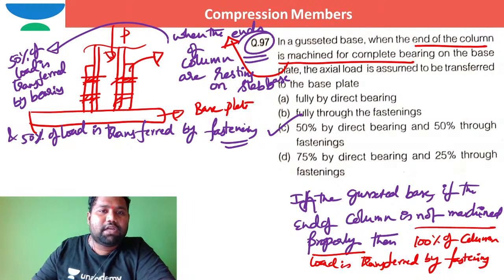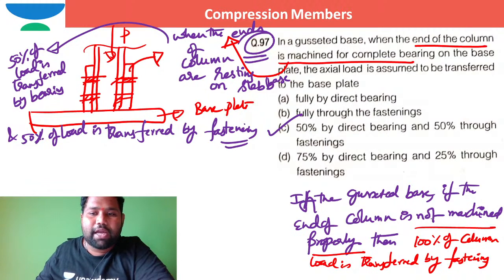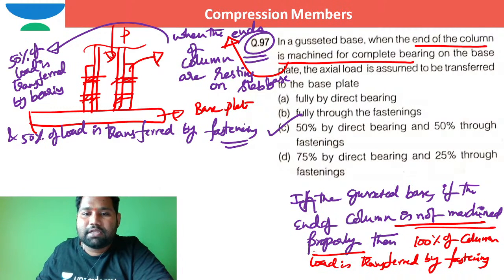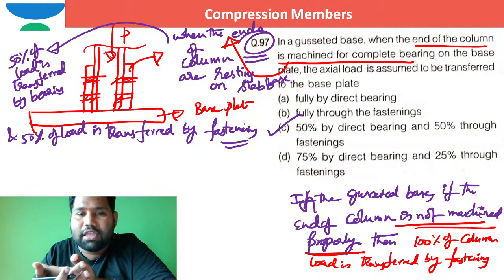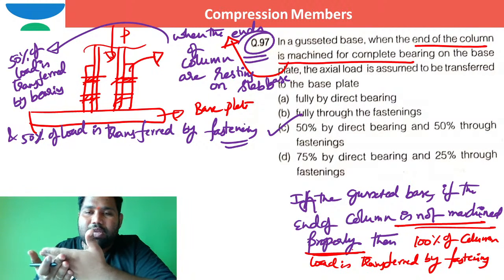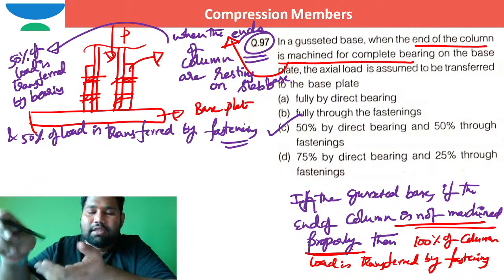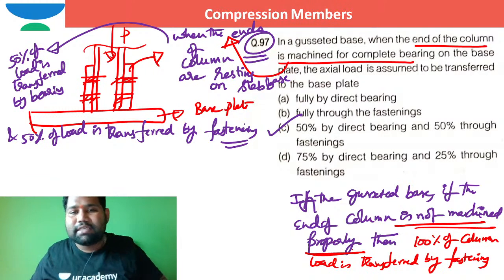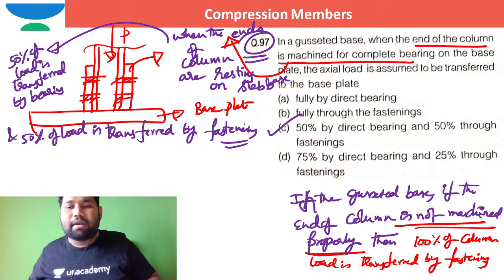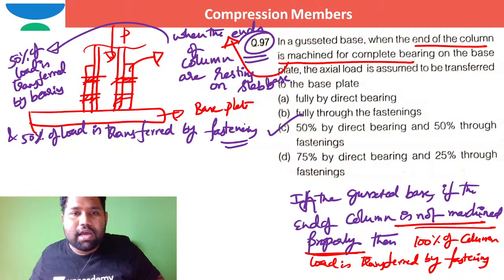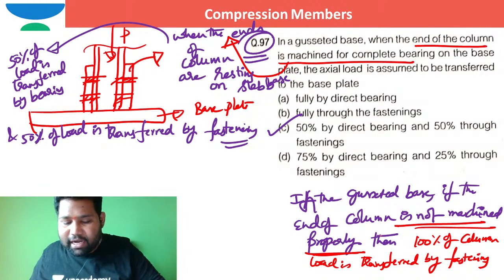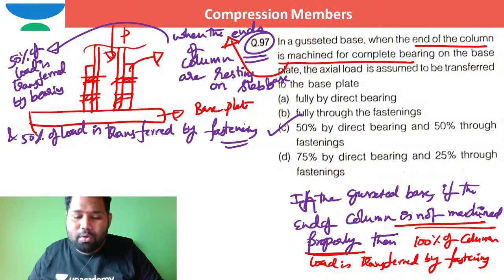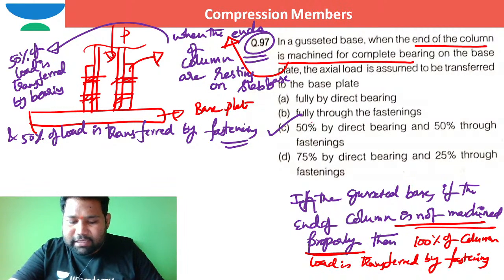This may be first class and this may be second class, but you can see it is not machined properly. In the sense that it is not in touch, it is not resting on the slab base properly. There is no proper contact between the column and the slab base. In such a case, the total 100% of load is transferred to the base plate by fasteners directly. Okay, can I move to the next slide, brother? Is that okay? Moving to the next slide.